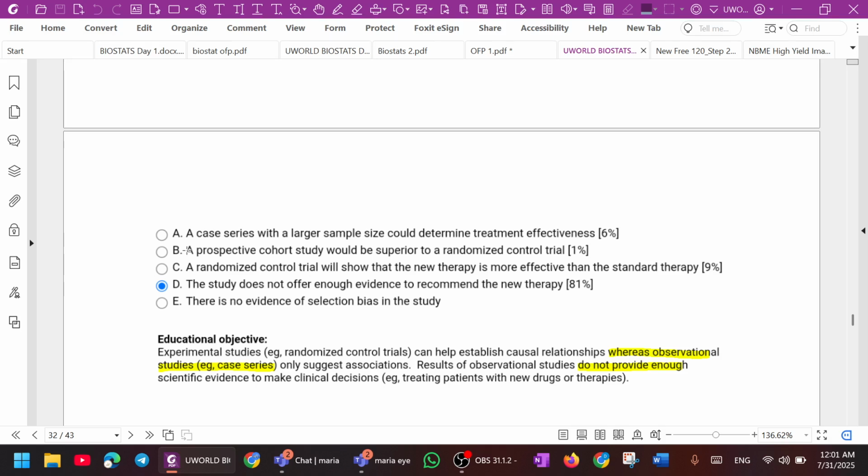Experimental studies, such as randomized controlled trials, can help establish causal relationships, whereas observational studies, such as case series, only suggest association. Results of observational studies do not provide enough scientific evidence to make clinical decisions on treating patients with new drugs or therapies. Does it make sense? Yes. Okay. Next.